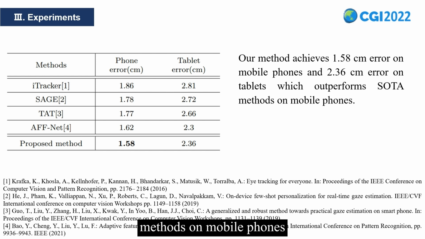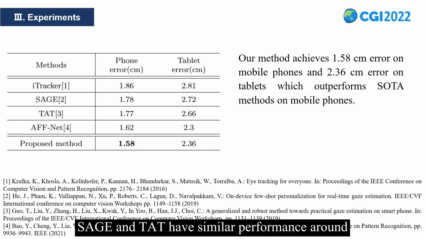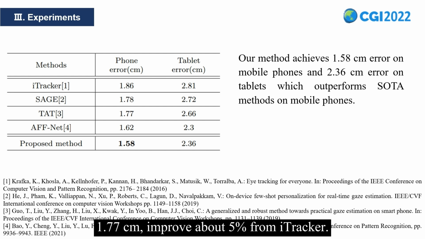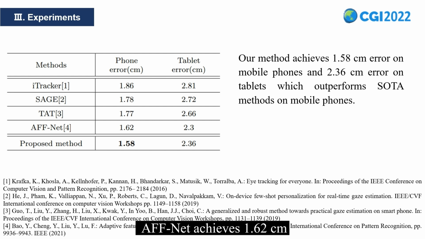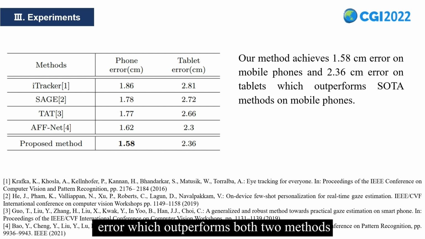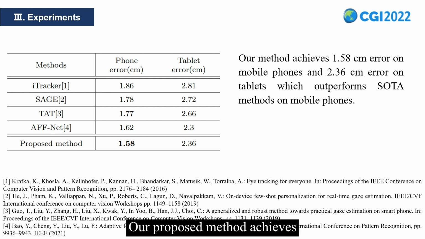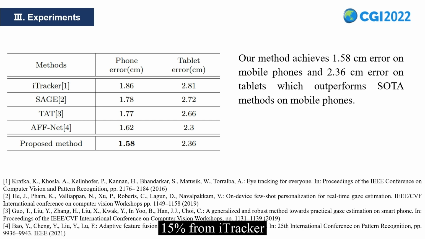on mobile phones. For the mobile phone image test, the iTracker has the highest error at 1.86 cm. SAGE and TAT have similar performance around 1.77 cm, an improvement of about 5% from the iTracker. AFFNet achieves 1.62 cm error, which outperforms both methods significantly. Our proposed method achieves 1.58 cm, which outperforms AFFNet and improves about 15% from iTracker.